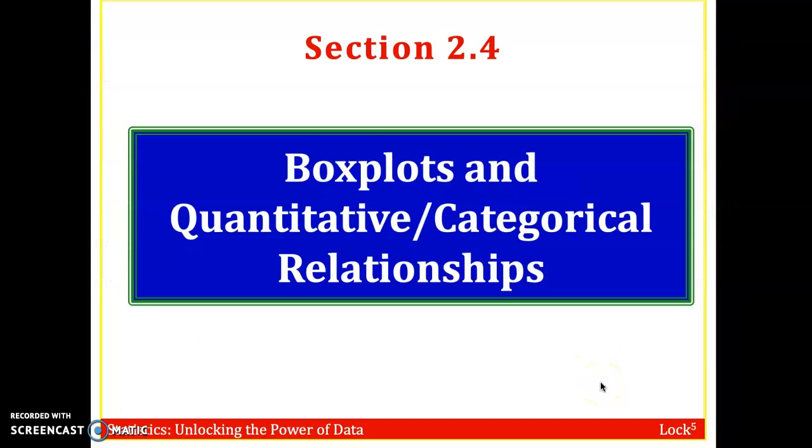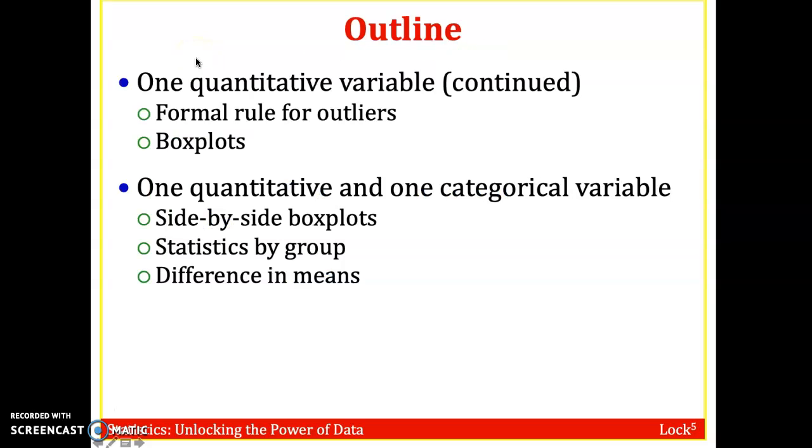Hello, in this video lecture series, we're going to cover chapter 2.4 in the Lock 5 textbook. This is going over box plots and looking at the relationship between quantitative and categorical variables. In this section, we're going to keep looking at one quantitative variable.